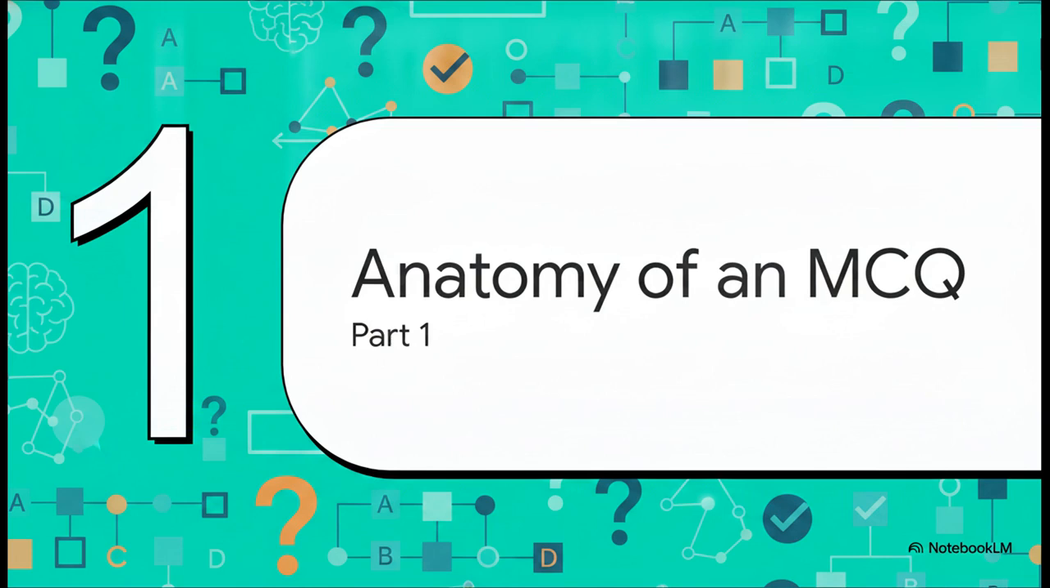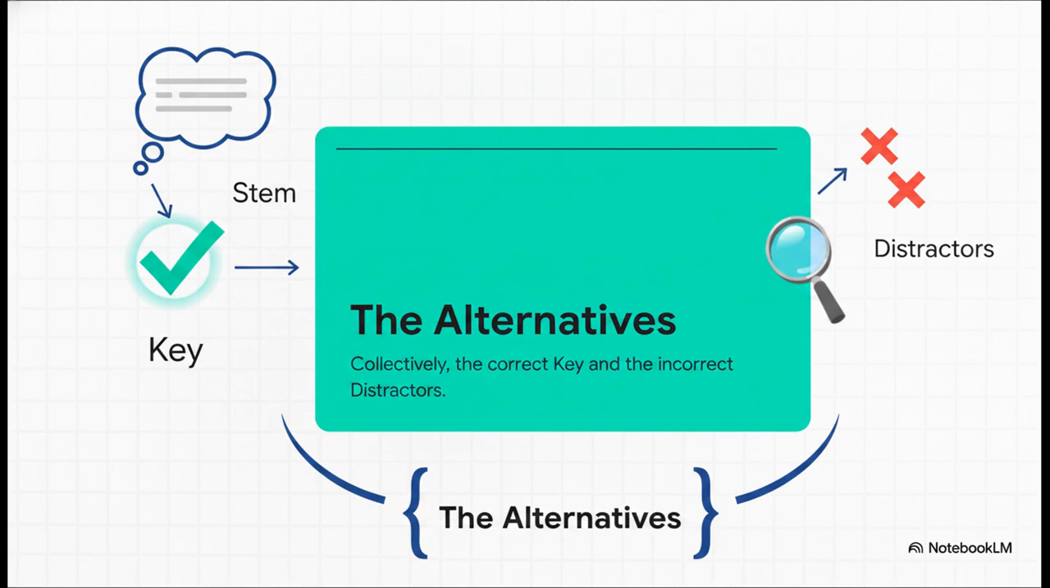Let's get our shared vocabulary established. Every standard multiple-choice question consists of 3 main parts. First up, you have the STEM, which is just the question or the incomplete statement itself. Next is the key, and that's your correct or best answer. And finally, the distractors, which are all those incorrect options. Collectively, the key and the distractors are simply referred to as the alternatives.